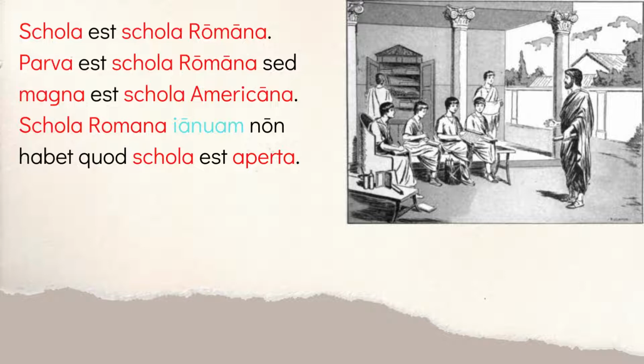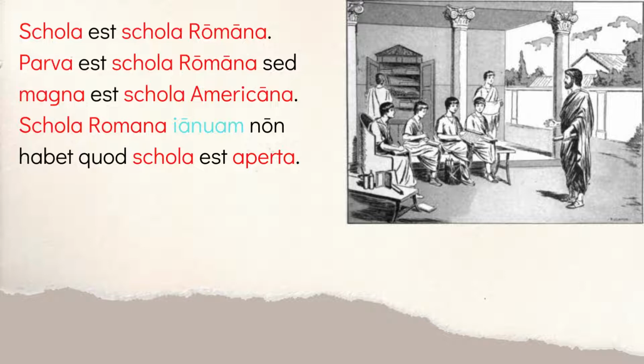So let's dive in. You have Schola as Schola Romana, right? A schola is a school. So you're saying the school is a Roman school. In the previous chapter, we were dealing with an American school. Now we're dealing with a Schola Romana, right? So the school is a Roman school, or a Roman classroom, you can almost think of. Parva est Schola Romana, sed magna est Schola Americana, right? So it's saying a Roman school, a Schola Romana, is small. Parva est, right? That means it's small.